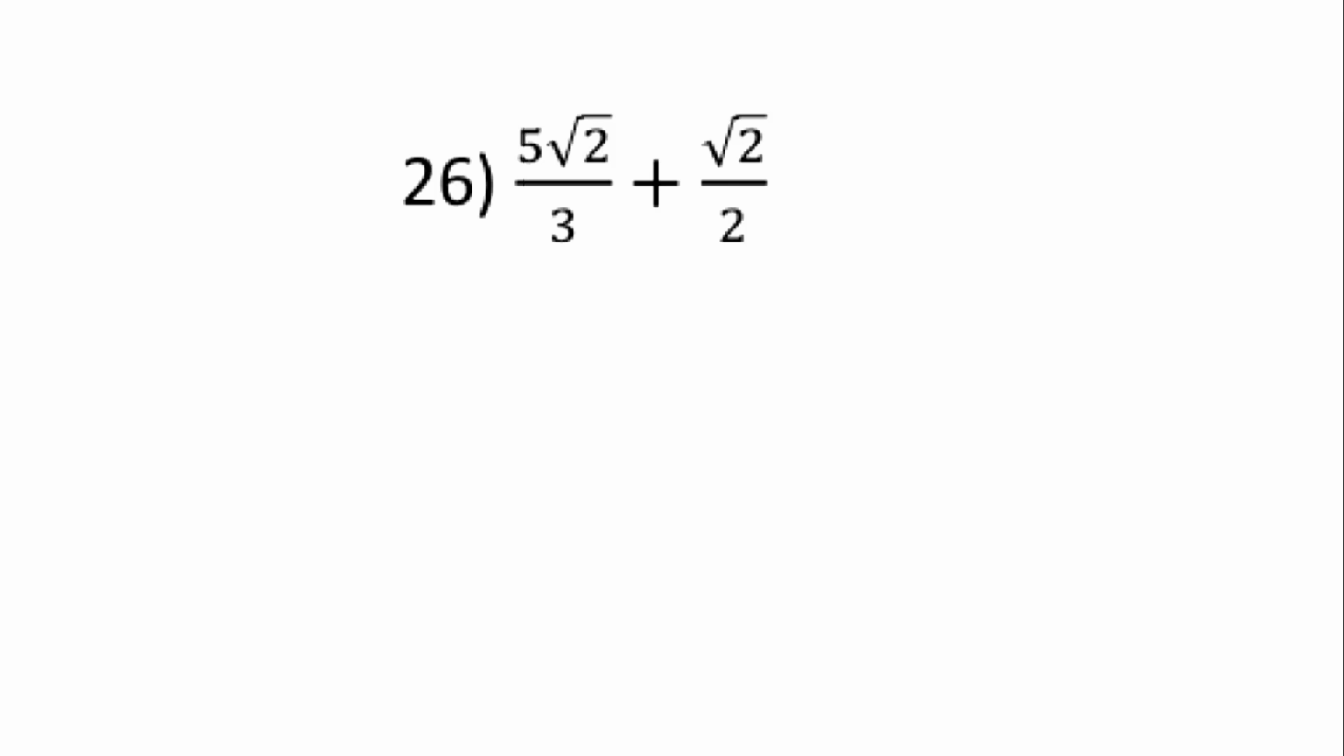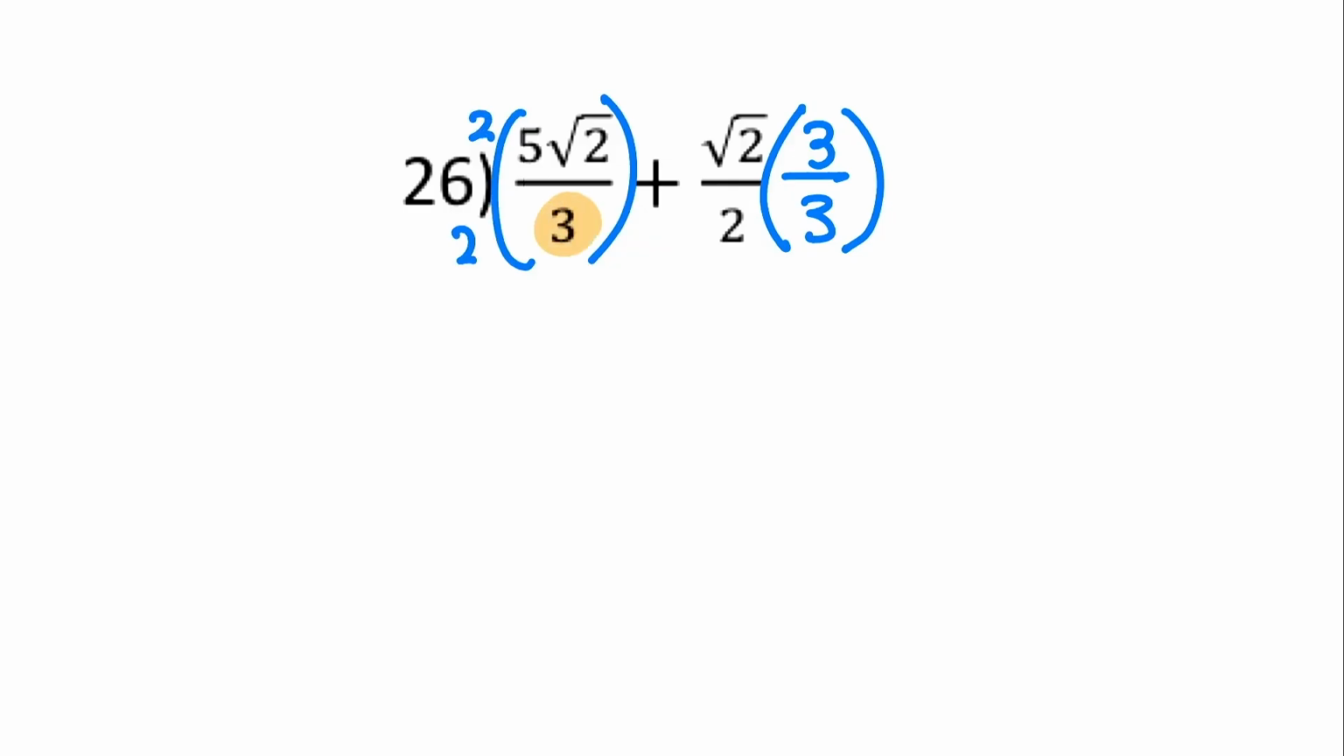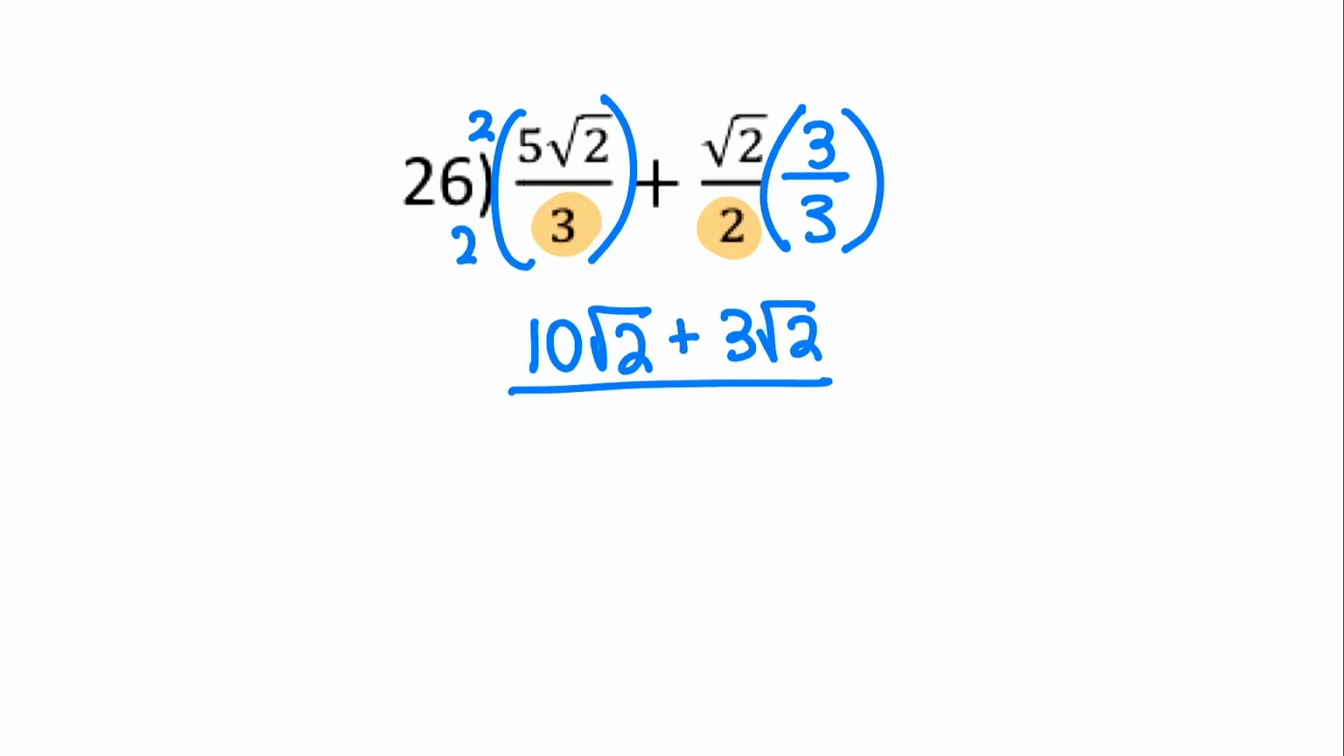When adding fractions, we still have to get a common denominator, so we can multiply this expression by 3 over 3, and we can multiply this expression by 2 over 2 because we're looking for a common denominator between 3 and 2, and that's going to be 6. So 2 times 5 radical 2 is 10 radical 2, plus 3 times radical 2 is 3 radical 2 over 6. And if we have 10 radical 2's and we are adding 3 radical 2's to that, we're just going to have 13 radical 2 over 6.